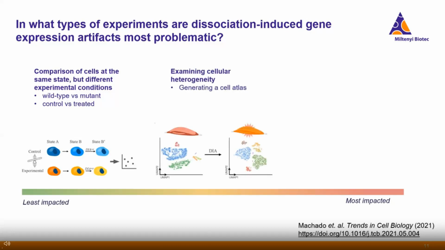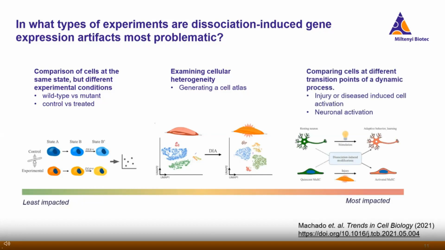Next, it could have an impact when examining cellular heterogeneity, such as building a cell atlas. We'll go into some of the differences in acquiring different cell type compositions from different methods later on, and rare cell populations may be lost based on your dissociation method. And while these atlases are typically built with the goal of documenting healthy tissue in a resting state, dissociation-induced artifacts could confound that.